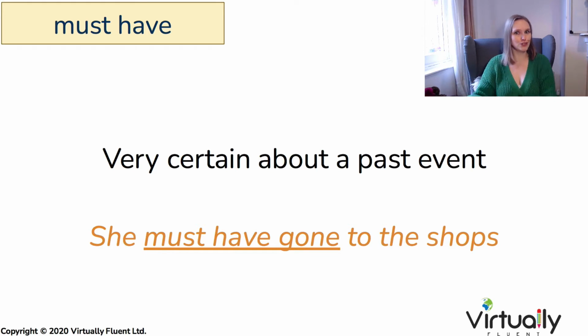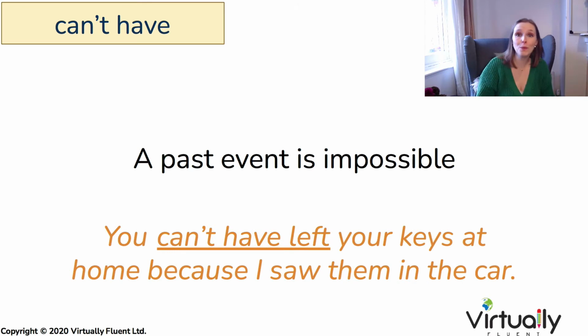Maybe she left a note saying, I have gone to the shops. Maybe you can see her GPS that she's in the shops. So this shows almost 100% certainty. And to say the exact opposite, that something is totally impossible, a past event was impossible, we use can't have. You can't have left your keys at home because I saw them in the car. That was impossible. I saw them in the car. They are not at the house. This is an impossible past event.